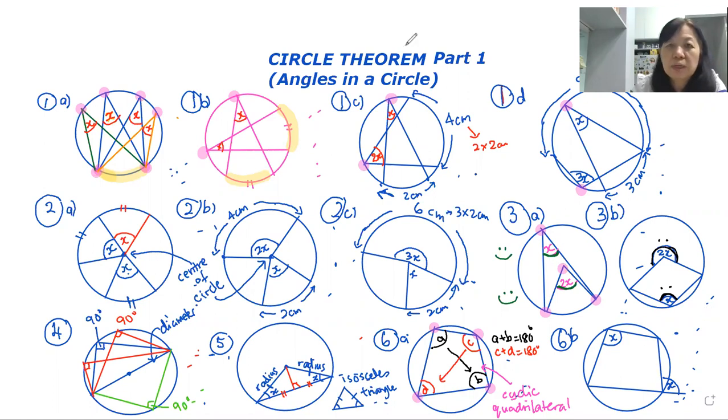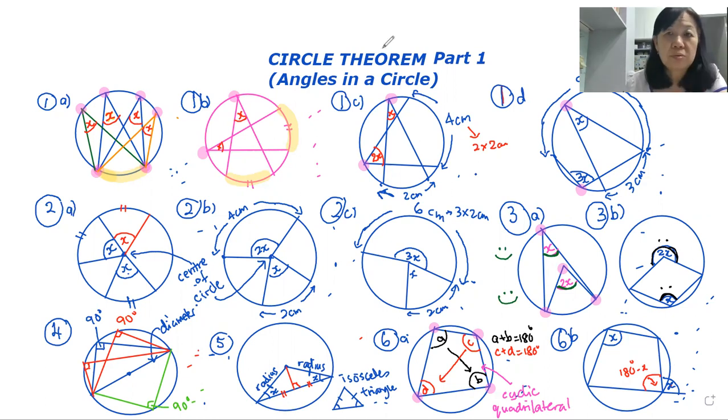Why? Who knows why? Remember here, opposite angles total 180. So that means this angle here is 180 degrees minus X. If this angle here is 180 minus X, then added together, this is a straight line. Then this angle must be X. Because 180 minus X plus X, the whole thing will be 180.